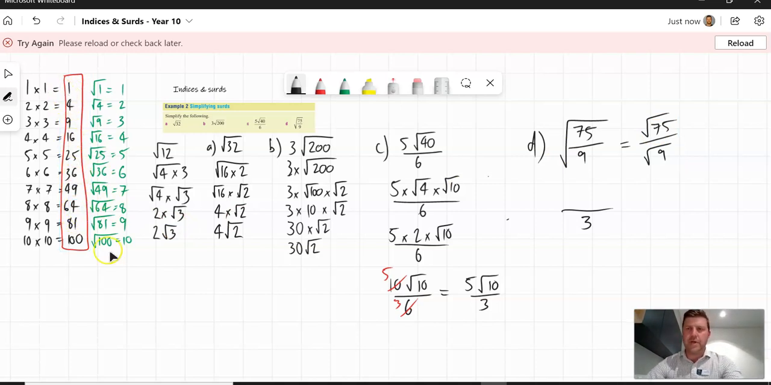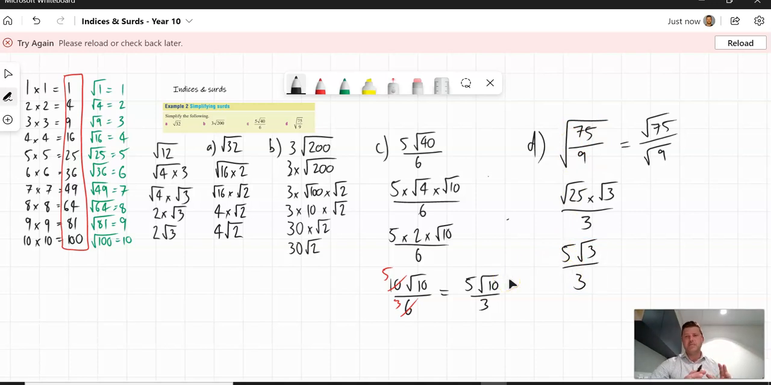So what two numbers multiply to give me 75? One of them being a square number, well, it's 25 times 3. Okay, and we know that square root of 25 can also be written as 5. So then I've got 5 root 3 over 3. And there you have it, simplified square root of 75 over 9 to 5 root 3 over 3.